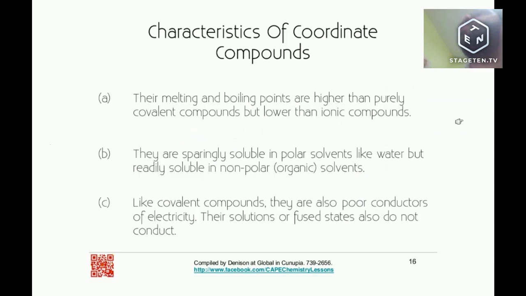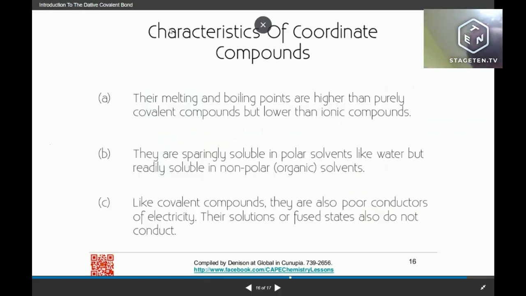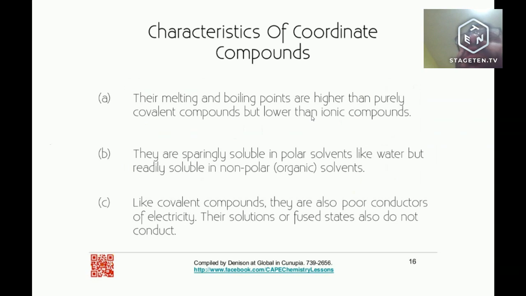Now, characteristics of coordinate compounds or dative bonds. Melting points and boiling points are higher than purely covalent compounds, but lower than ionic compounds. In ammonia, it's not ionic, but of course, if you have pi bonds or p orbitals, then it will be ionic. But in ammonia, it's not. It's a normal charge. Okay? Like in carbonates. In carbonates, we used to draw it as CO3 2 minus, because we used to draw it as 2 minus over the whole structure.